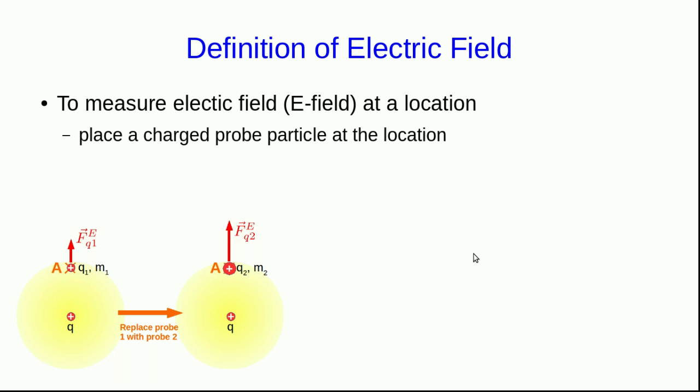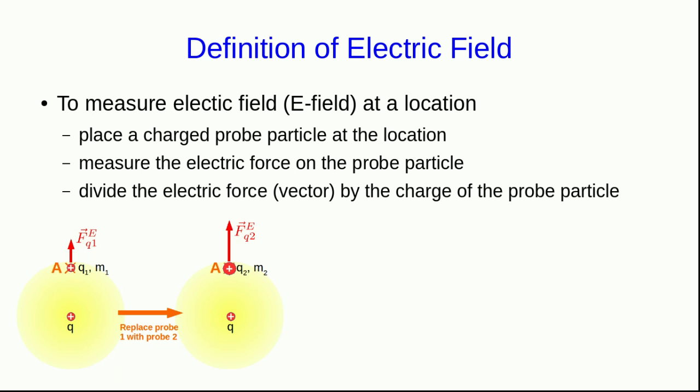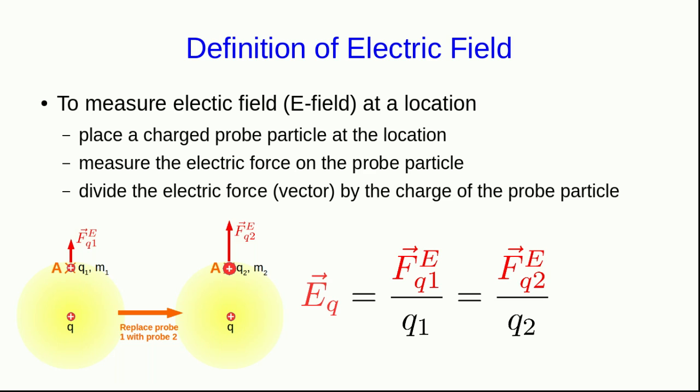This then is our prescription for measuring an electric field at any location. Now, we'll tend to abbreviate electric field as just E field. If you want to measure it at some place, say A, you place a charged probe particle at that location. You measure the electric force on the probe particle, and now you divide that electric force, which is a vector, by the charge of the probe particle. The result is a vector that we call the electric field vector.